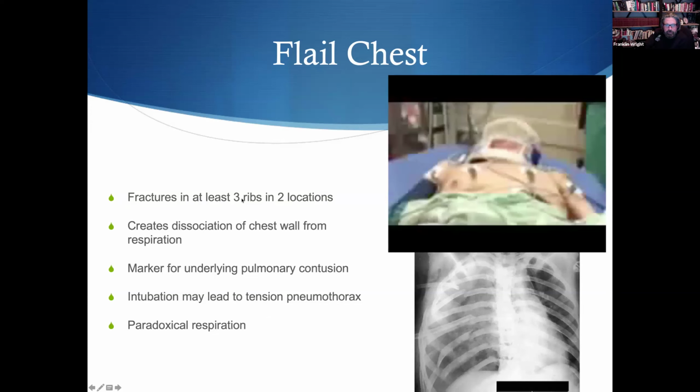Actually, before I play that video, to understand the concept of what you're seeing, the concept of flail is that you have at least 3 ribs in a row broken in 2 places. The reason that's a problem is, as I was talking about earlier, when we are spontaneously breathing on our own, when we breathe in, we create a negative intrathoracic pressure. Our diaphragm drops, our chest wall expands, and you take a big breath.